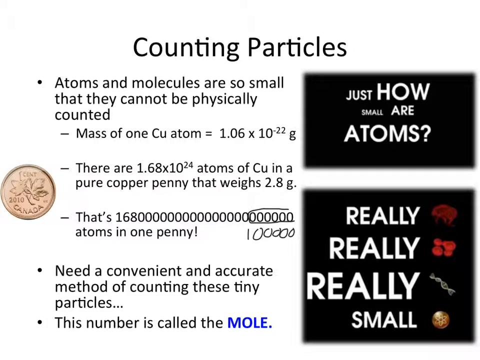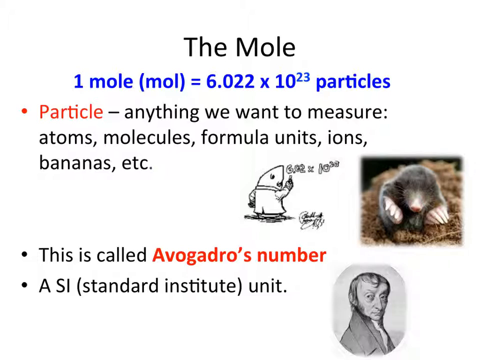So when we're dealing with these particles, these atoms, molecules, whatever, we need a convenient and accurate way of measuring these tiny things, something that's a little bit more tangible. And what we do is we call this unit the mole. So the definition of a mole is 1 mole is equal to 6.022 times 10 to the 23 particles of whatever we choose to measure.